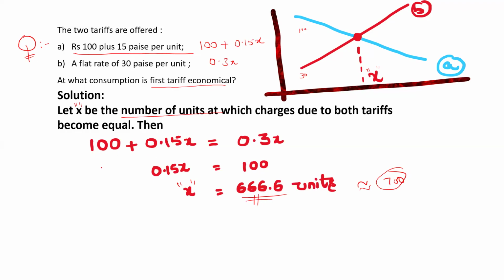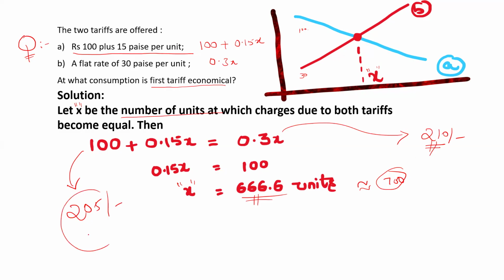Substitute this in the first equation: 100 plus 0.15 into 700, that is 75, and we get a value of 205 rupees. Whereas 0.3 into 700 is approximately 210. Which one is the lower cost, 205 or 210? 205 is the economical one.